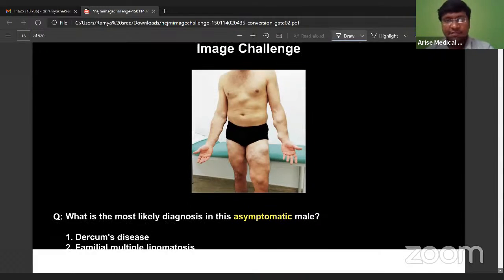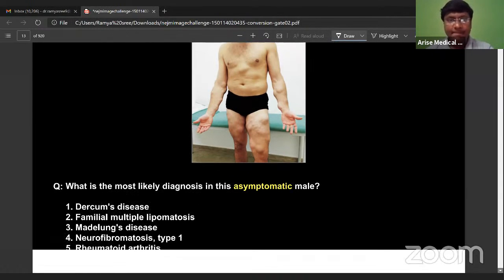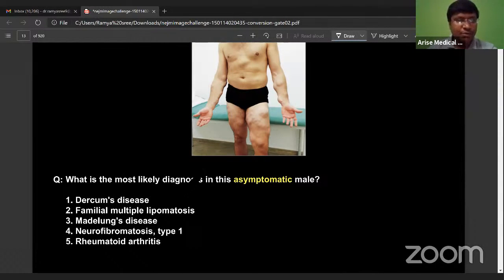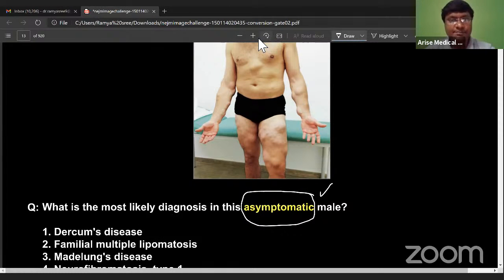Yes. So this is another very interesting question, right? What is the most likely diagnosis in this asymptomatic male? This word is very important. Asymptomatic male. Dercum's disease, familial multiple lipomatosis, Madelung's disease, neurofibromatosis type 1, rheumatoid arthritis, right? So I will also slightly enlarge the image as well.